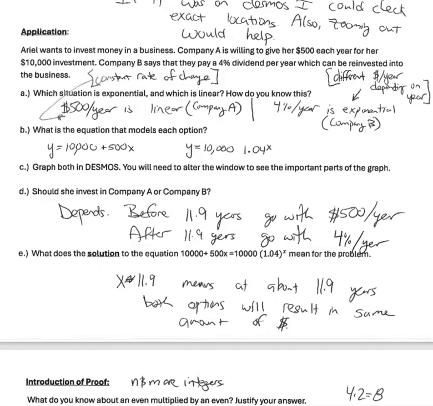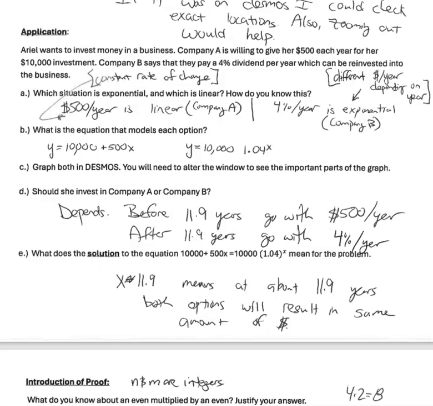So really, should she invest in company A or B? It kind of depends. If she's going to be going between 0 and 12 years, it's better to just go with the $500 per year. If she knows she's going to hold this for 30 years, then she should go with the 4%.